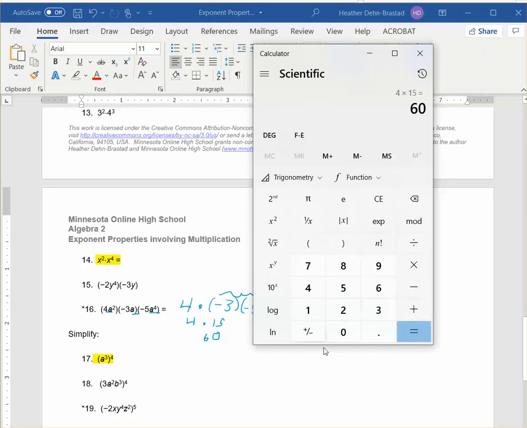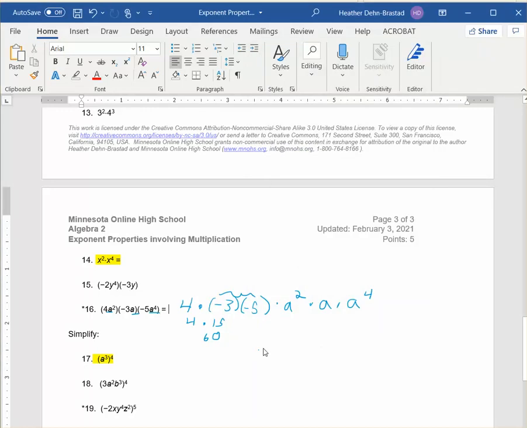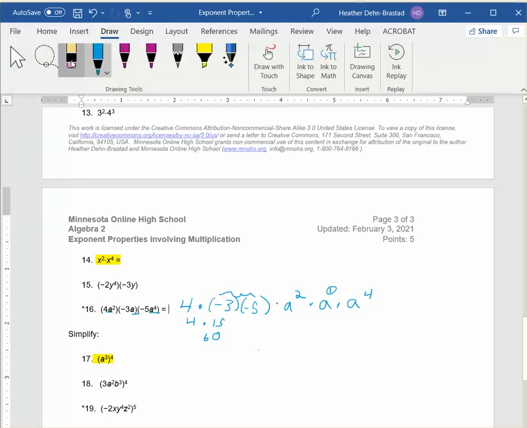Yep. And then over here, we're going to use the rule that says when you multiply like bases, add their exponents. But there's no exponent on this one. If you ever have a variable without an exponent showing, you can put a 1 on there. So let's erase that circle and just put a 1 on here. So we have to add 1, 2, 3 plus 4 is 7. So we have a to the 7th. So the answer for this would be 60a to the 7th.